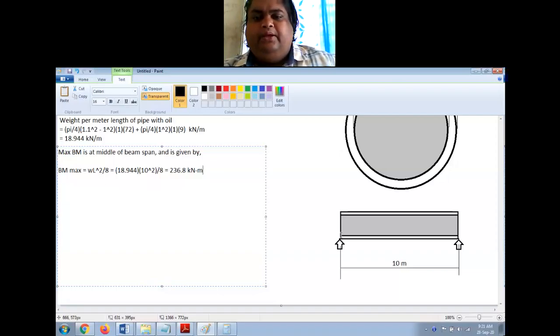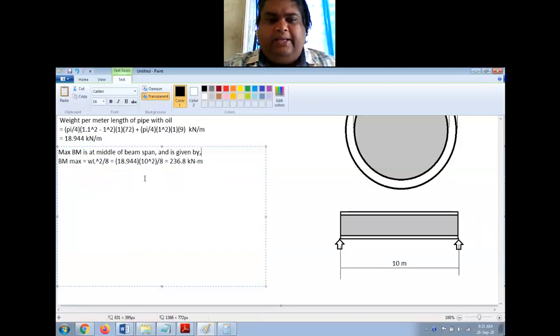Find the support reactions and then at the midpoint find the bending moment. You can do it that way also. You will get the same answer, right? So this is the maximum bending moment which is occurring at the mid of this pipe. Now I can find the bending stress.